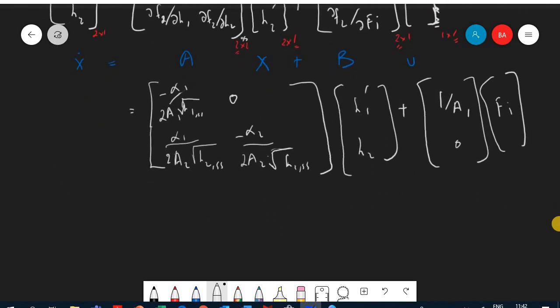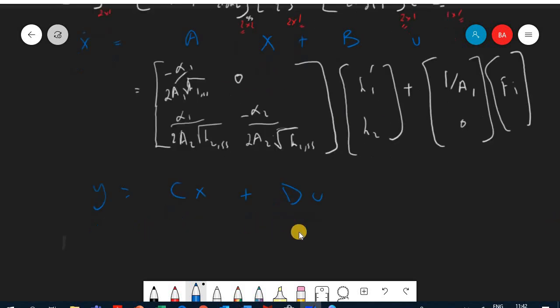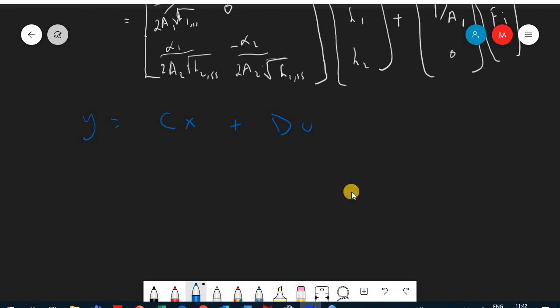Okay, great. So that is the first part. Now, what about Cx plus Du? That is a simple part here. If you consider it, it's even simpler, because C is just the identity matrix.